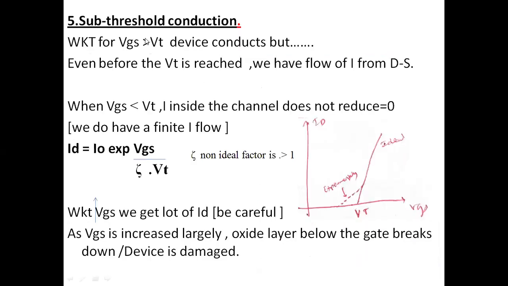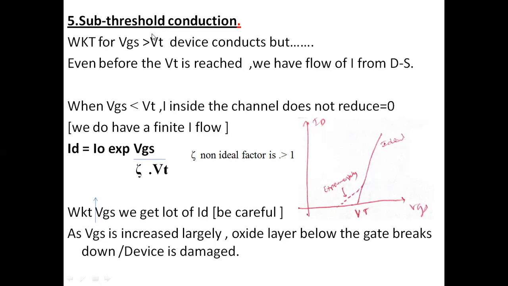Right. So the next non-ideal effect is subthreshold conduction. This word subthreshold conduction indicates this particular area, from 0 to VT. Again, what is VT? VT is the threshold voltage that needs to be applied at the gate terminal so as to turn on the device, like we have seen in the earlier slides as well. So this VT is nothing but the threshold voltage of the device.